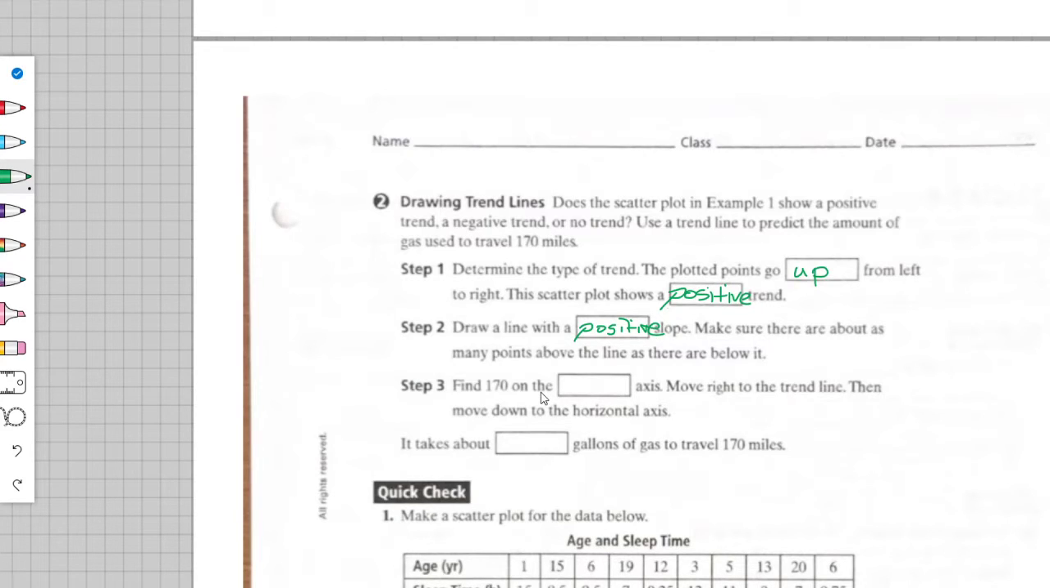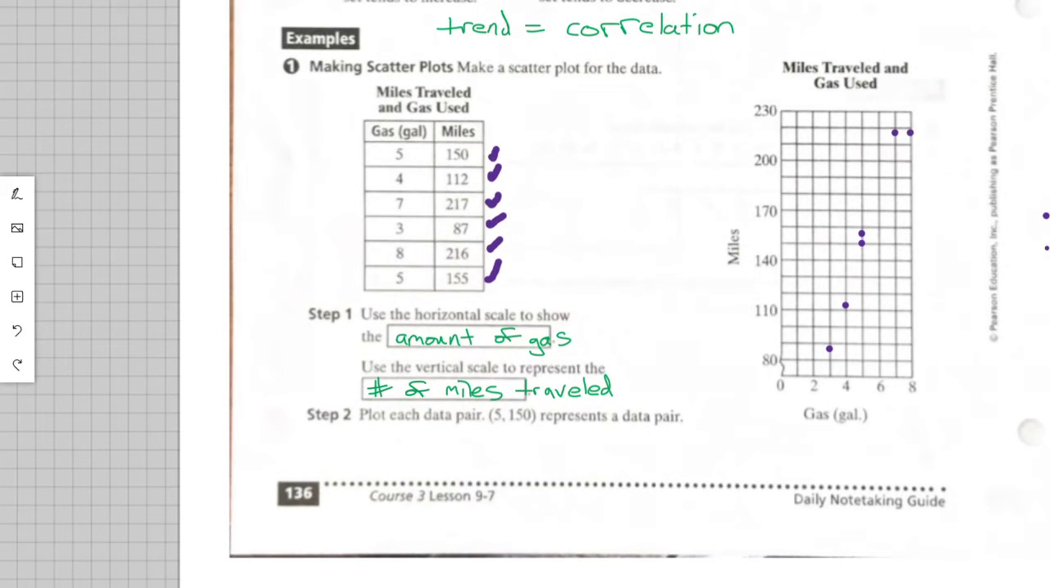And then they want us to find 170 on the y-axis, or the vertical axis. So I'm just going to make this the y-axis, but that would be the vertical axis. And then move to the right to find out where it is on the horizontal axis. Now let's try to plot this. Now doing this is going to be a little tricky on the computer, and I did do it for the answer key to the notes. Let's see if I can try to do that again.